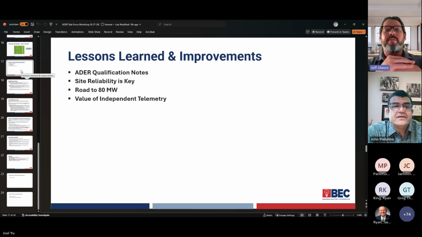Kind of keep going just to cover some lessons learned and improvements. We can have some discussion at the end, but we'll step through some qualification notes. Talk a little bit about site reliability. John will touch on the road to 80 megawatts, and then we'll talk about the value of independent telemetry.